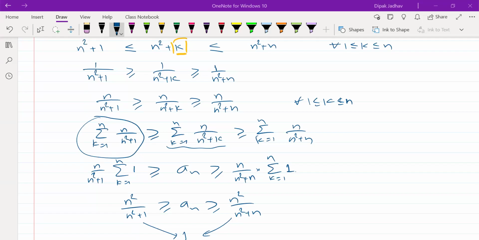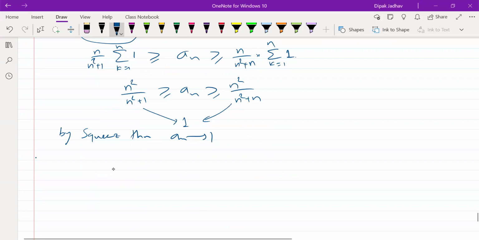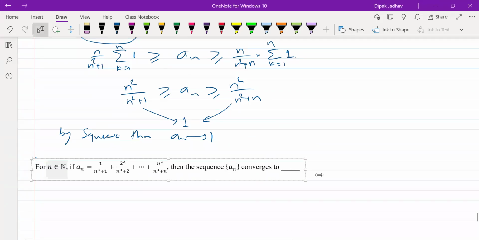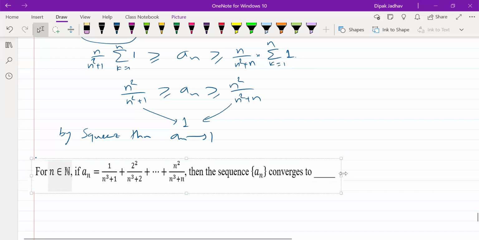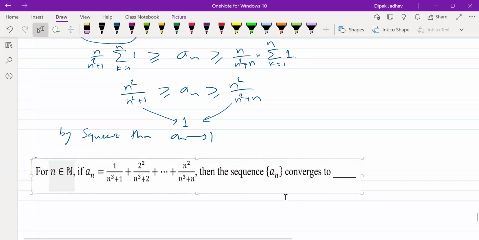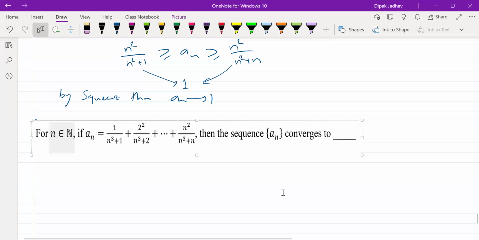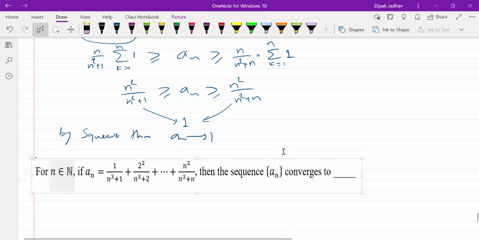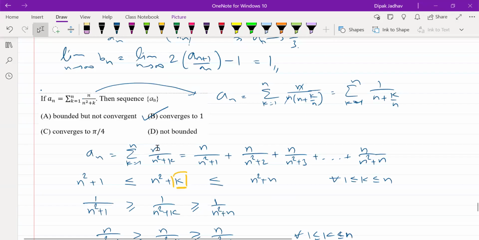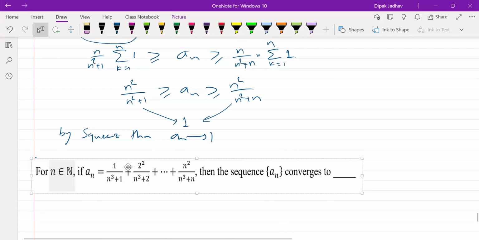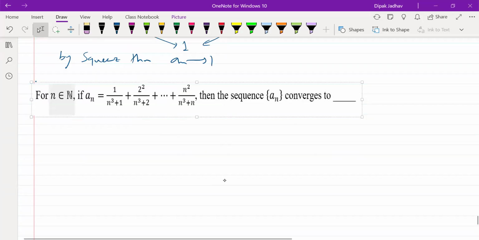One similar kind of question. You all please try this. Is it visible to all of you? It's almost a similar kind of question, but here the numerator was constant n. Here the numerator is also changing: 1, 2 square, 3 square, and so on up to n square. So try computing this.